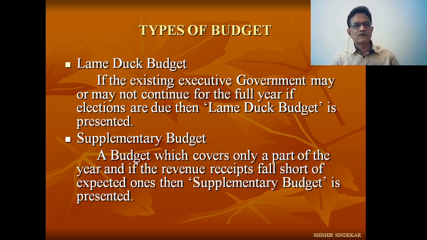There is another type of budget which is known as the supplementary budget. Again, this is a budget which covers only a part of the year, and if the revenue received falls short of the expected amount, then the government will have to provide a supplementary budget. Sometimes it becomes necessary to provide that kind of supplementary budget.